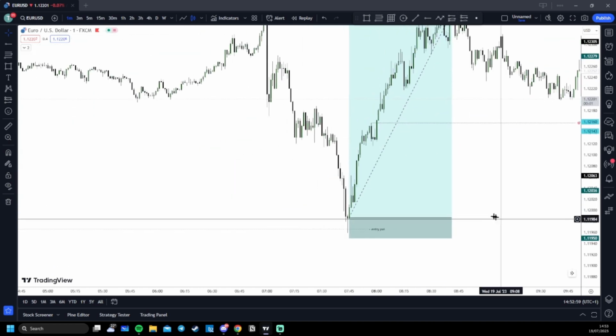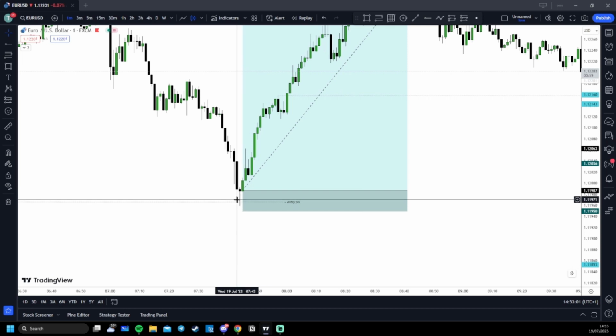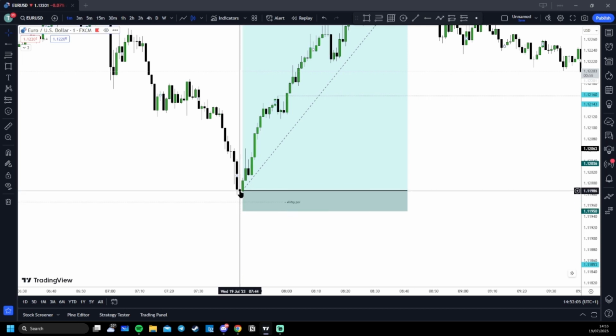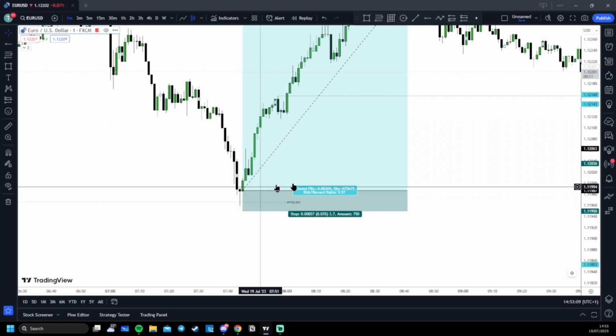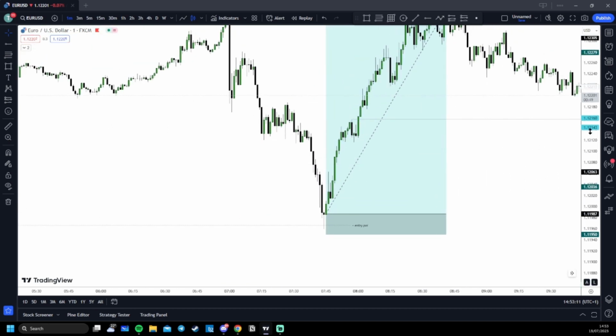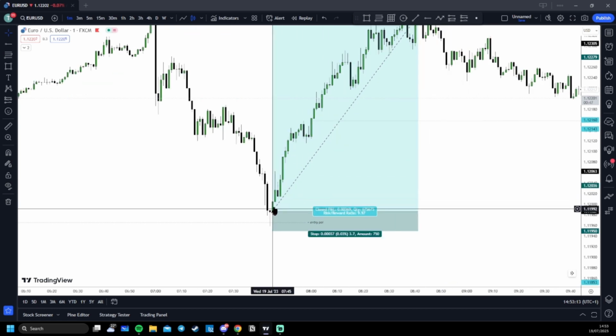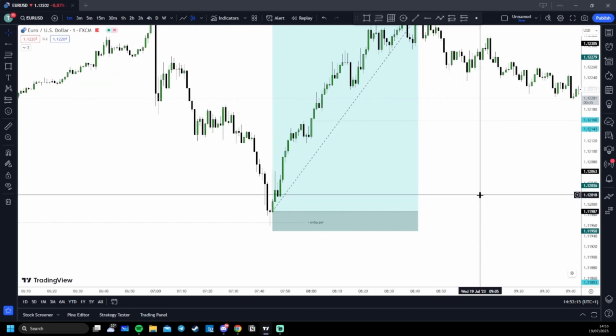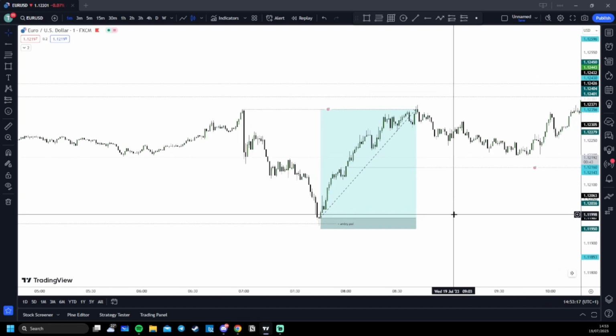So the second it touched it, I saw this good point of interest, and it didn't close within the zone. It just wicked it, which shows that it doesn't want to go in any further. Then I just hopped in. It was a bit aggressive. You could have waited for it to print a bullish aggressive candle first, but I didn't really want to. I just hopped in there.